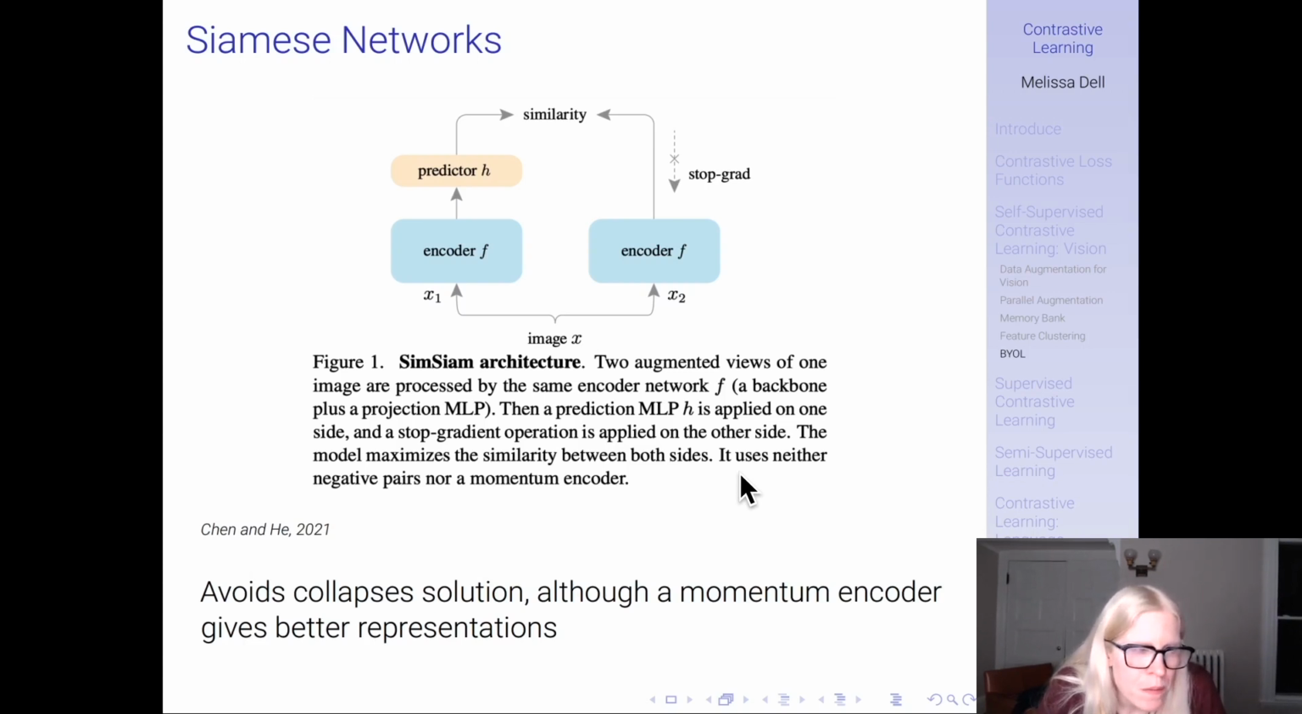So in this paper by Chen and He, they say, really all you need is an architecture where on one side you have this encoder that you're updating, and on the other side you have a stop gradient operation, and then you can feed positive pairs into both sides of this, and you don't need negatives, and you can avoid collapse. Although they do say that a momentum encoder gives you much better representations, so it's helpful to have a momentum encoder, but you don't have to have that to avoid collapse. You just cannot be updating the gradients on your encoder on the right.